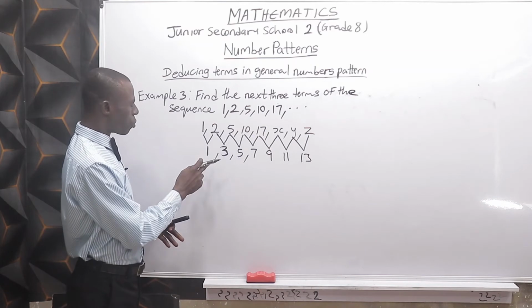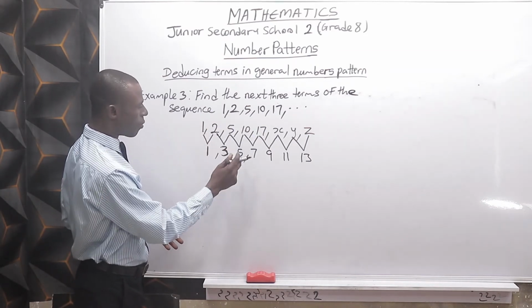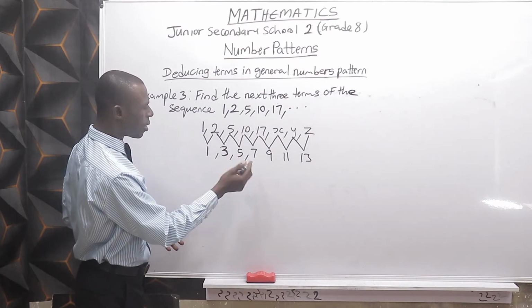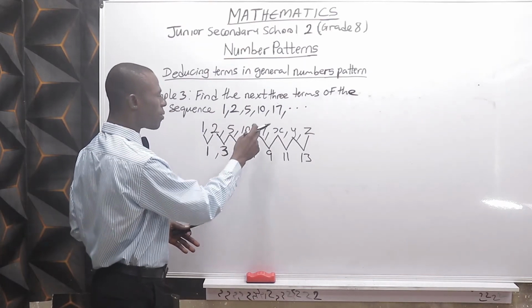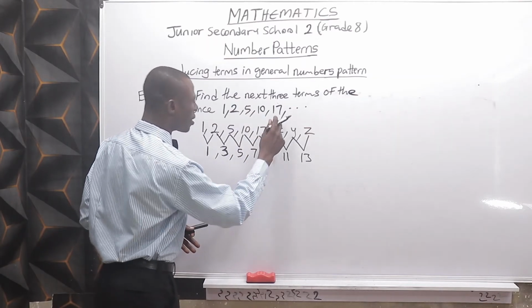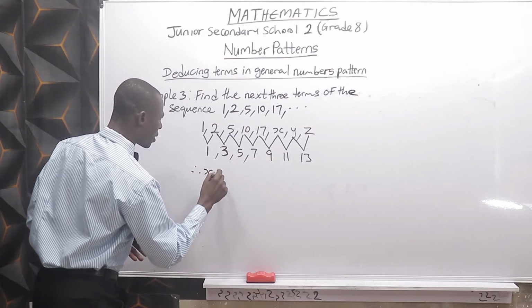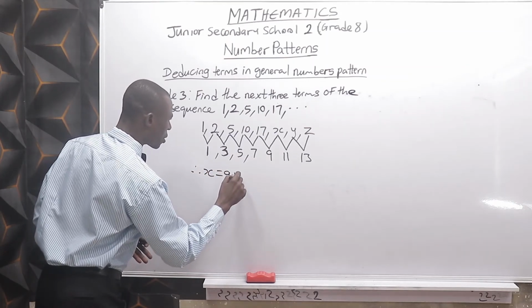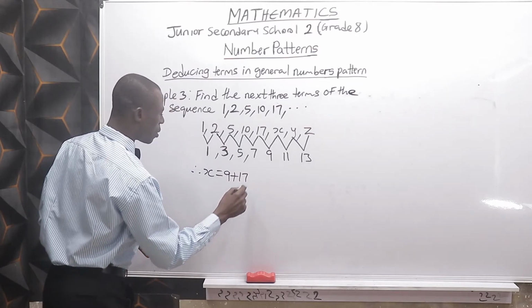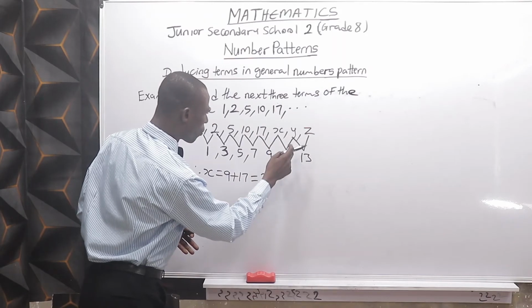And the next odd number after 11 will be 13. So, as usual, 1 plus 1 gives 2, 3 plus 2 gives 5, 5 plus 5 gives 10, 7 plus 10 gives 17, 9 plus 17 gives 26. So, you see, therefore, x equals 9 plus 17, which is 26. So, what of y?